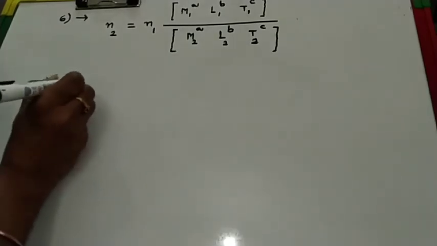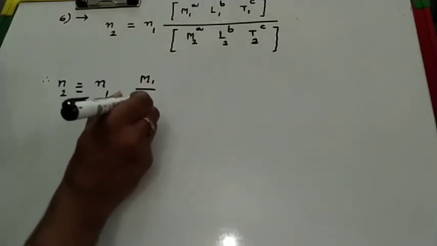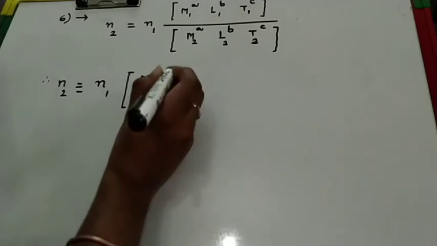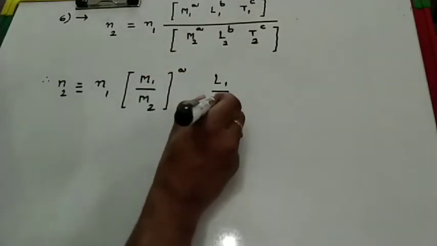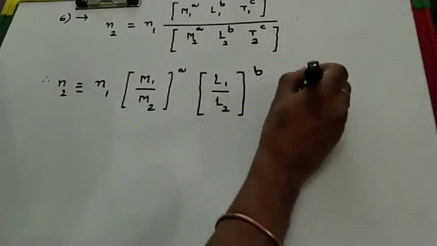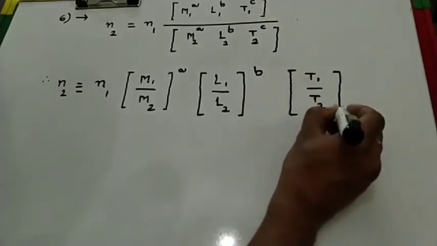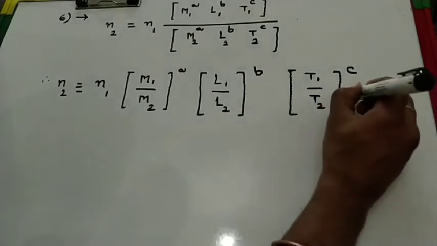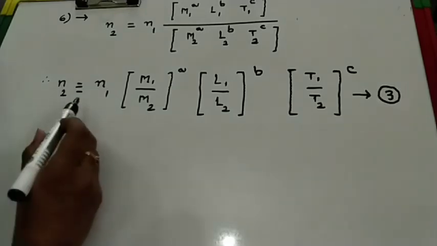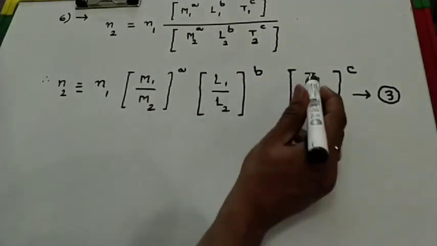Therefore n2 is equal to n1 into (m1 by m2) whole to the power of a, (l1 by l2) whole to the power of b, and (t1 by t2) whole to the power of c. Consider this equation number 3. Once again I am repeating, my dear students: n2 is equal to n1 into (m1 by m2)^a (l1 by l2)^b (t1 by t2)^c.